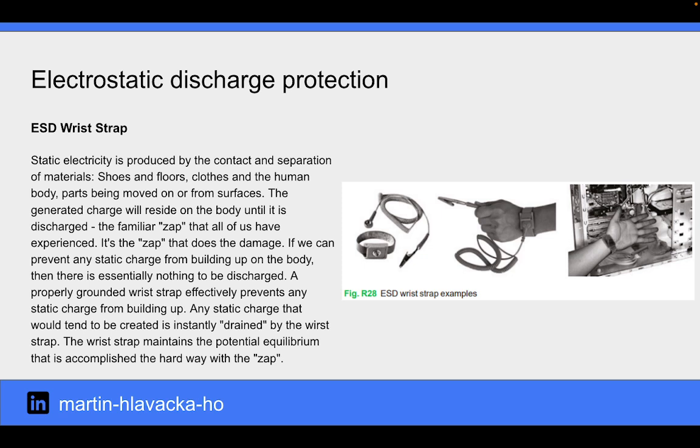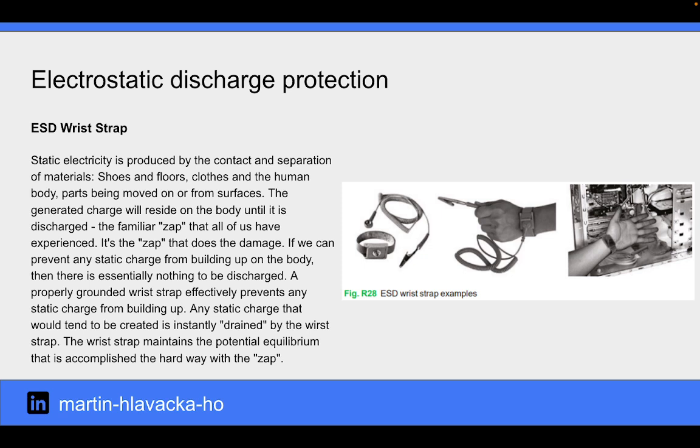Static electricity is produced by the contact and separation of materials, shoes and floors, clothes and the human body, and parts being moved on or from surfaces. The generated charge will reside on the body until it is discharged. The familiar zap that all of us have experienced is the zap that does the damage. If we can prevent any static charge from building up on the body, then there's essentially nothing to be discharged.